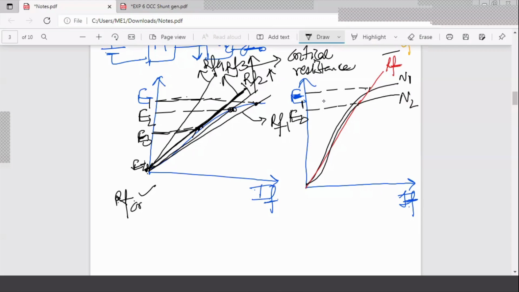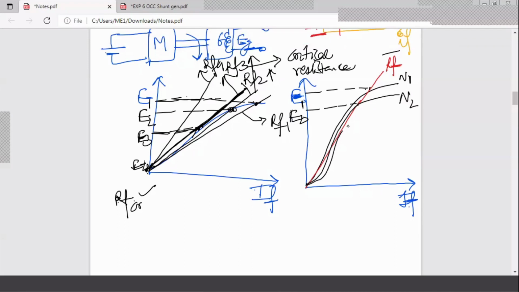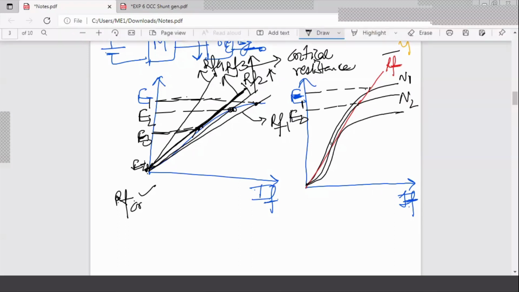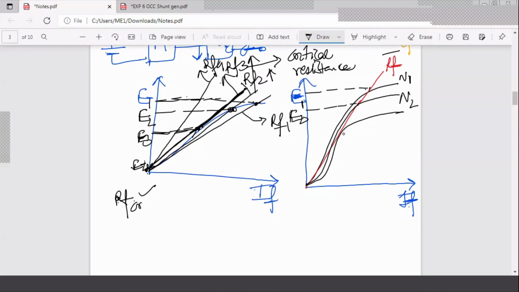Now there may be a case where, if you further lower the speed, your curve becomes tangent to the characteristics. This is N3. If you reduce the speed more, you will get a tangent like this. This field resistance line will be equal to the tangent to this. That means where is it touching? It is meeting at this point. That means this will be your E3.